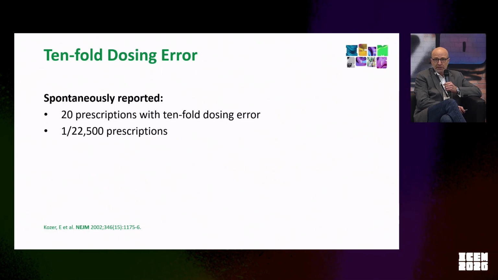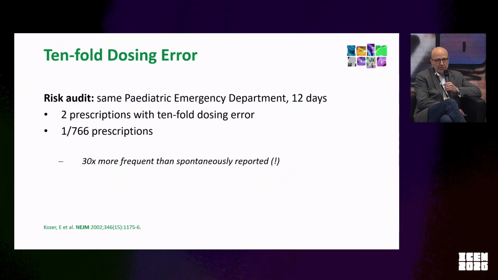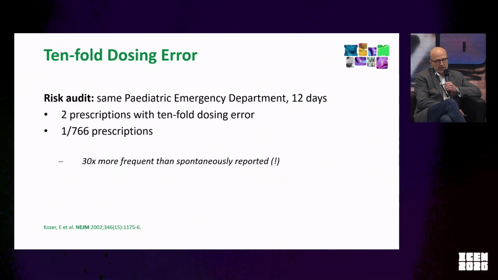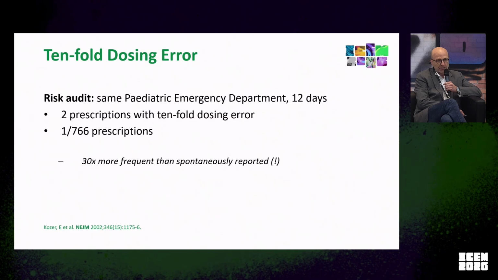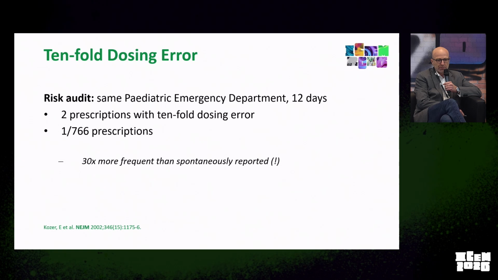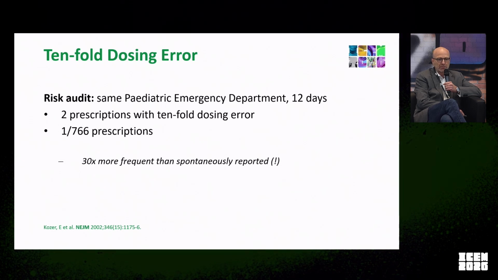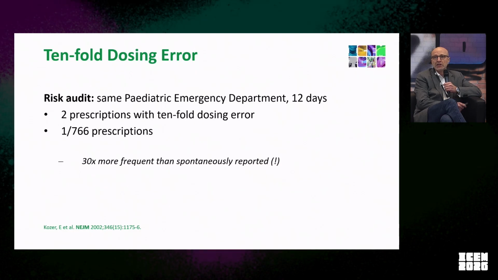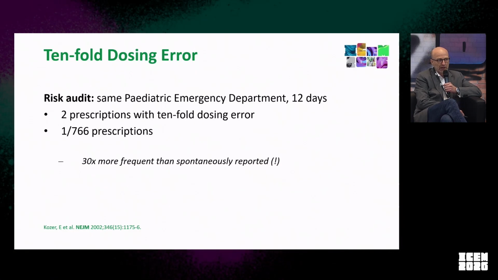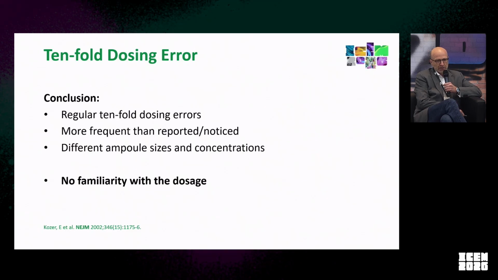And then, very interesting, in the same department there was a period of 12 days when an experienced pharmacologist observed the prescriptions, and he detected in 1 in 766 prescriptions a tenfold error. So a tenfold error occurs much more often, 30 times more frequent than spontaneously reported. This is for 2 reasons. If you don't realize your error, you can't report it, and if you realize, you can decide to report it or not.